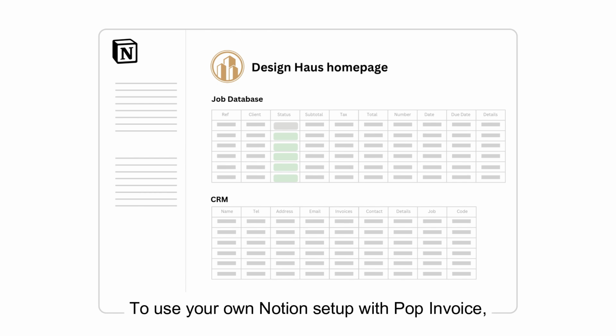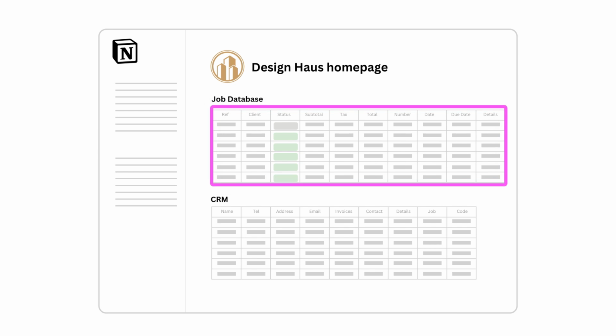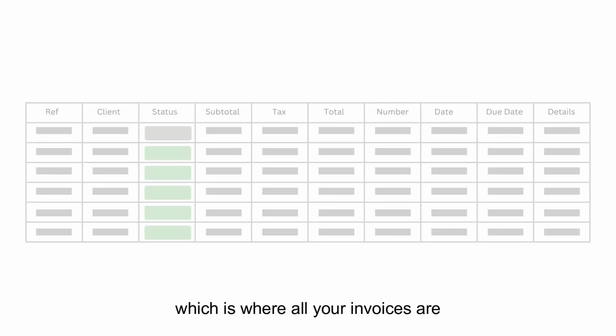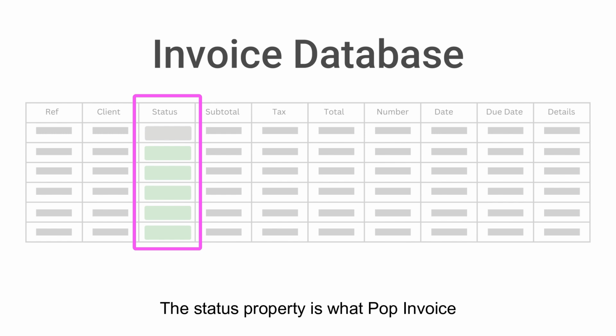To use your own Notion setup with Pop Invoice, you'll need a few key databases. First, you'll need an invoice database, which is where all your invoices are stored, tracked, and managed, each row representing a single invoice. In the invoice database, you'll need a status property. The status property is what Pop Invoice uses to track invoices to know when they need to be created or followed up.